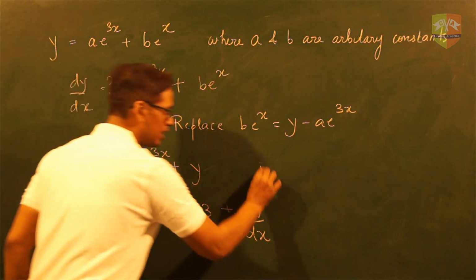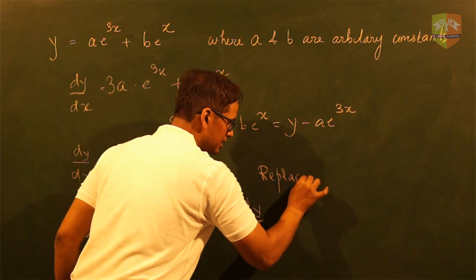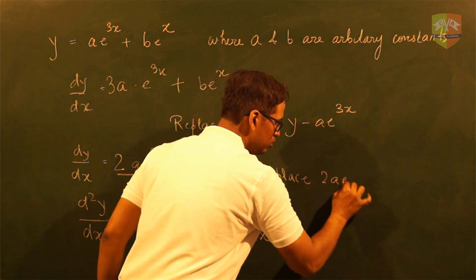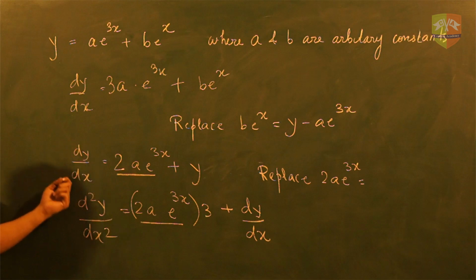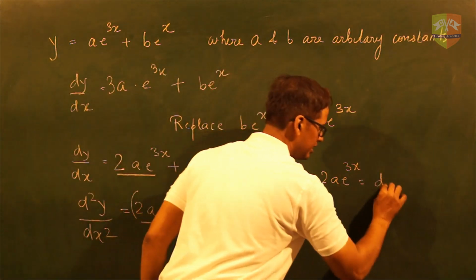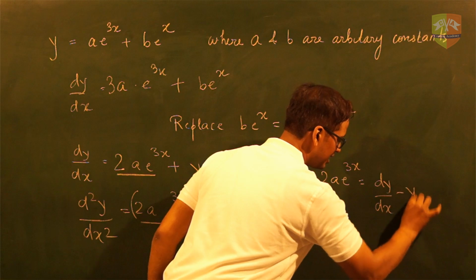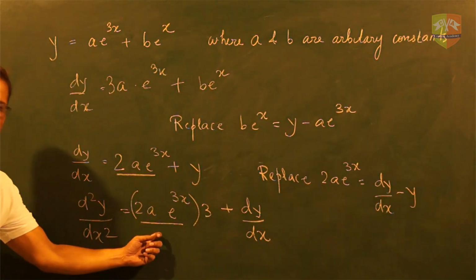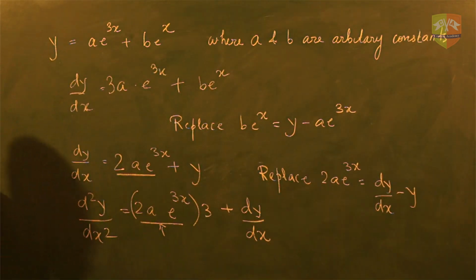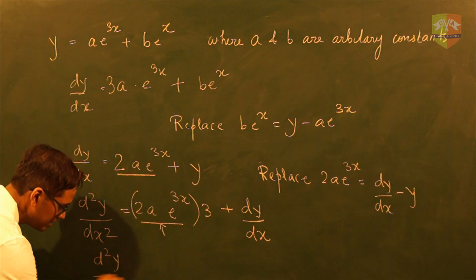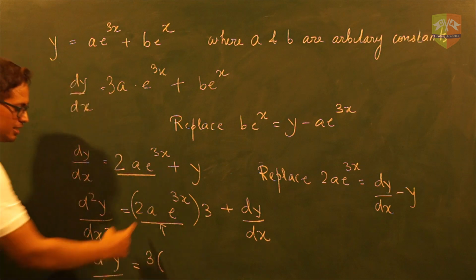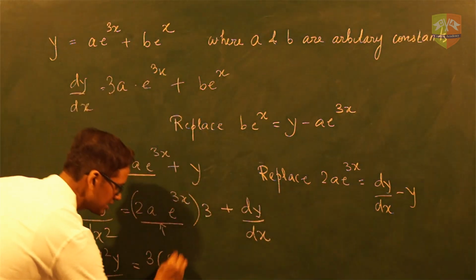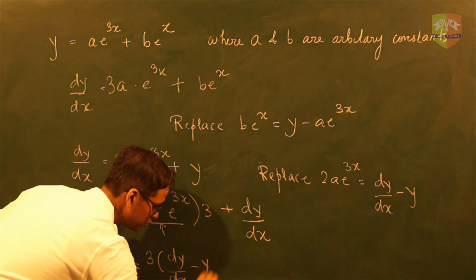So what I will do now is replace 2a e to the power 3x with dy by dx minus y, where? Here, at this location. Alright, so what I will get now, d2y by dx square will be equal to 3 times this term, which is nothing but dy by dx minus y.